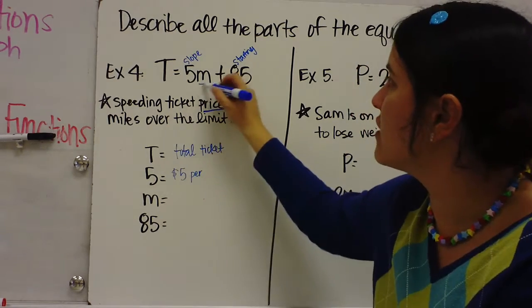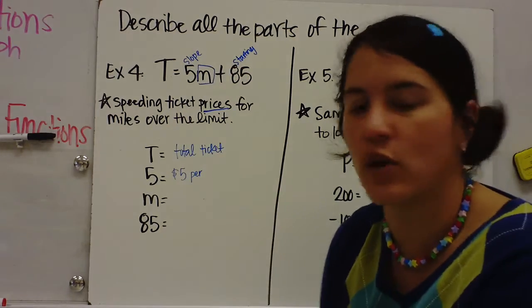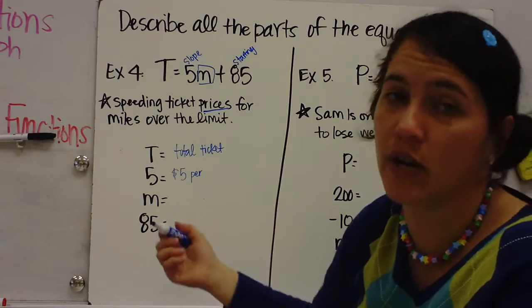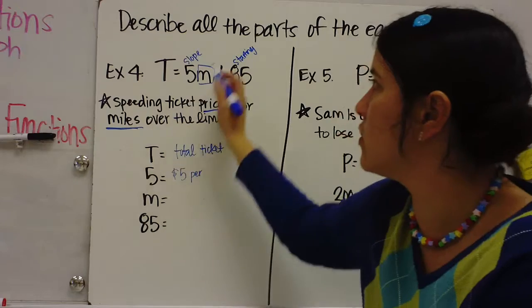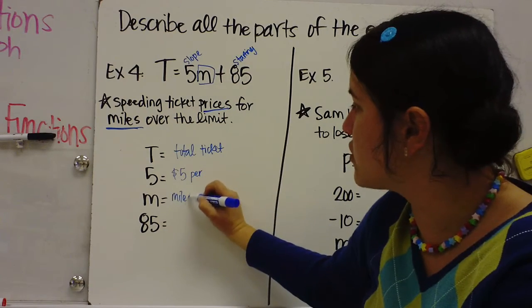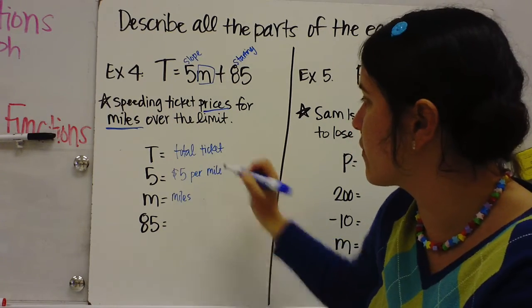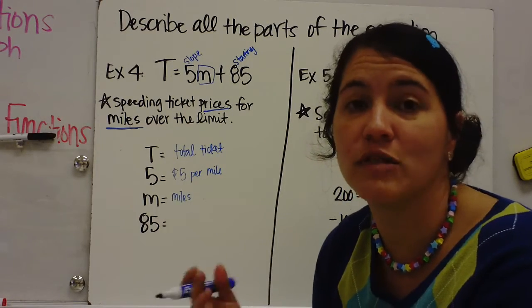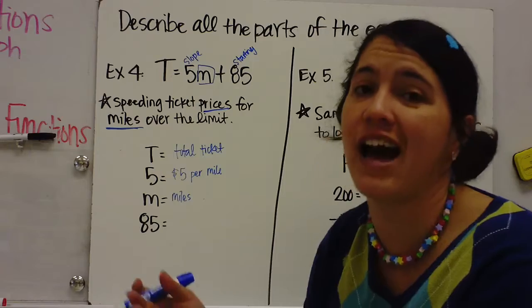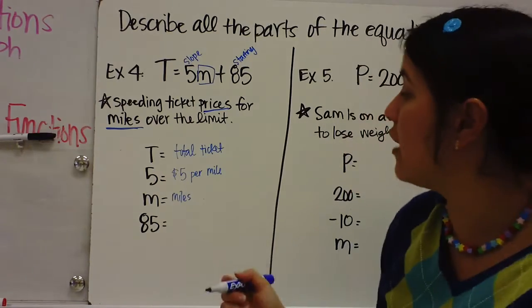per, now what could this M stand for? That's the question. What do you think this M stands for? So when we read the problem, speeding ticket prices for miles over the limit, miles. So M is miles over the limit. So every mile, let's say the limit is 65, every mile that you're going over 65, it would be $5 per mile.